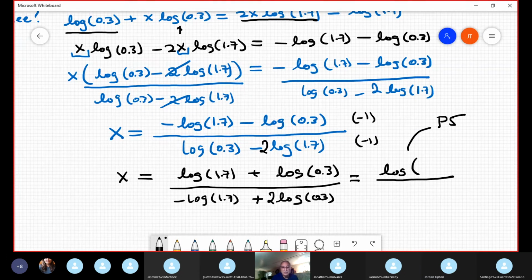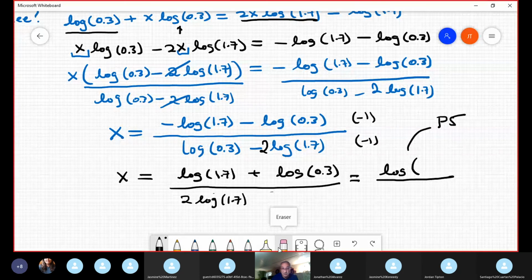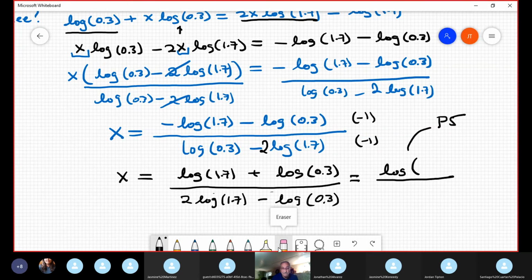Wait. Let me erase. Actually, this is 2 log 1.7, which is positive, negative, positive. I put in the first place minus log of 0.3. Correct now? Did I do well? Positive in the top, both. In the bottom, one positive and one negative, and the positive is multiplied by 2.